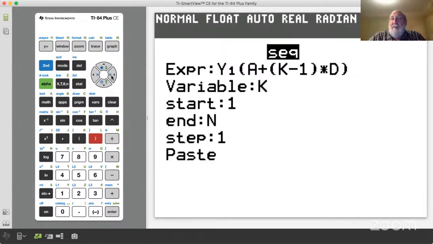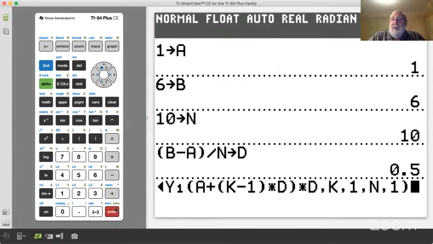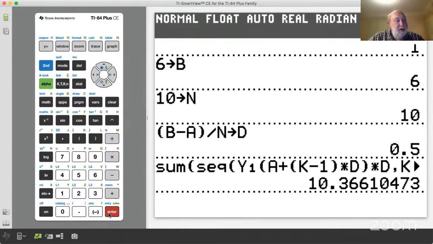Now, those are my y values. So I want to multiply those by my delta value. And that's it. So those are the values that'll calculate my Riemann sum. So let me go down to that bottom line and paste. And now we see it pasted into the calculator. And when I hit enter, I should get the value that Steve got. Yeah, pretty good. All right.